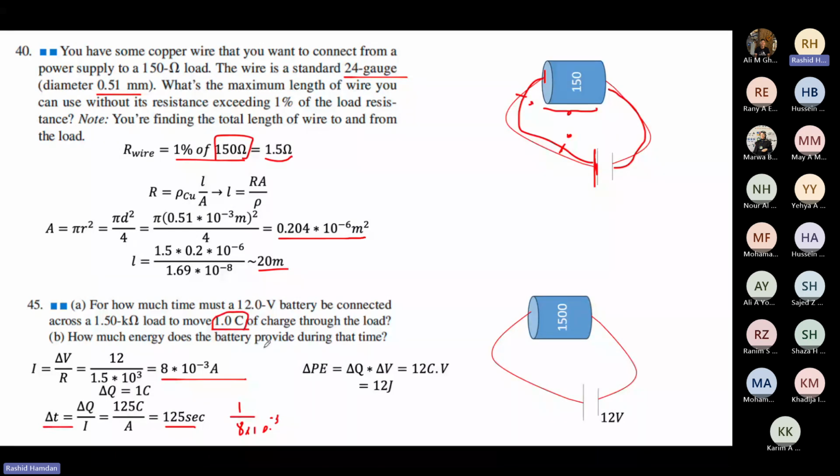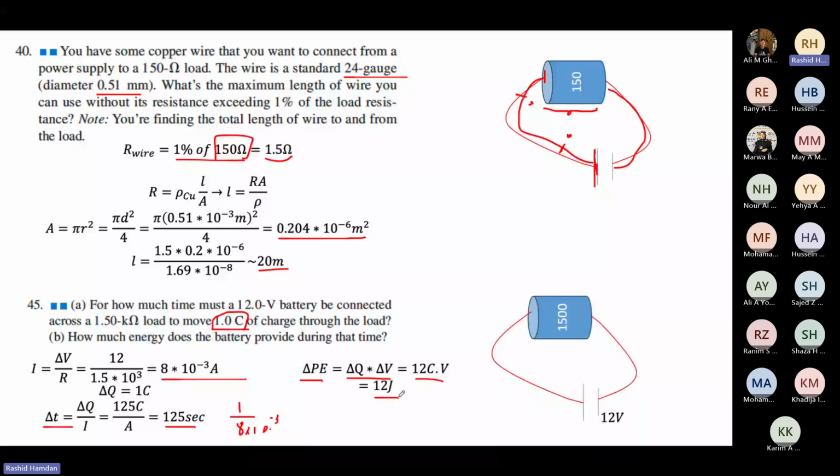Now, the battery fixes the voltage. Not like the capacitor, whose voltage depends on the charge. So the energy that the battery gives is dq times delta V. This is the energy that came out of the battery. So that's equal to 12 joules. So the total energy that the battery gave us is 12 joules.